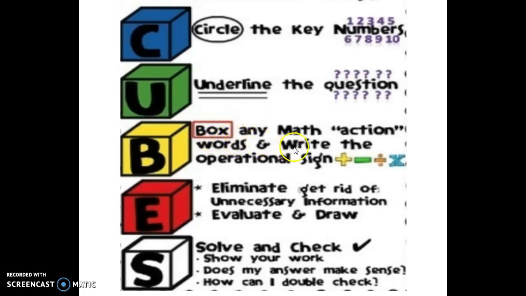Now, boxing any math action words and writing their operation sign. And they have the addition, subtraction, division, multiplication. Don't forget, there are actually 6 basic operations that you're going to need to be aware of. That's going to include exponents and roots, okay? And so exponents and roots are pretty important ones to include and keep in mind, because otherwise these really have a limit on how long you can use them. And that's something to keep in mind.